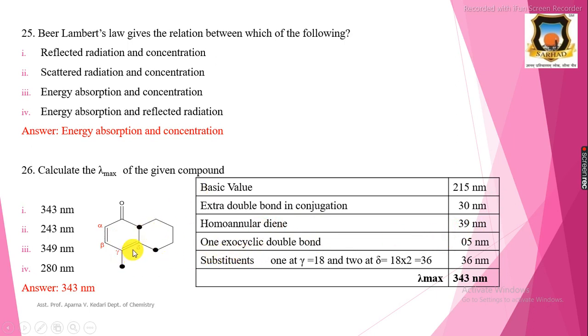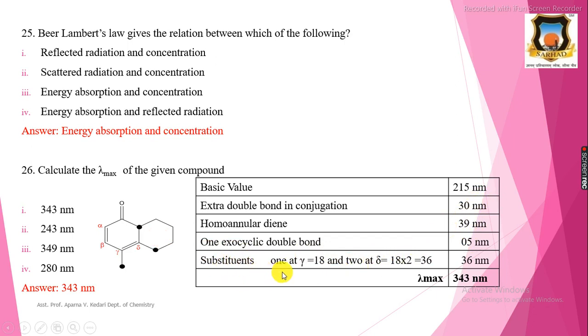Then there is one exocyclic double bond. This double bond is exocyclic to this ring. Suppose this is the A ring and this is the B ring, then this double bond is exocyclic to this B ring. Therefore, there is one exocyclic double bond, add 5 nanometer to the basic value.